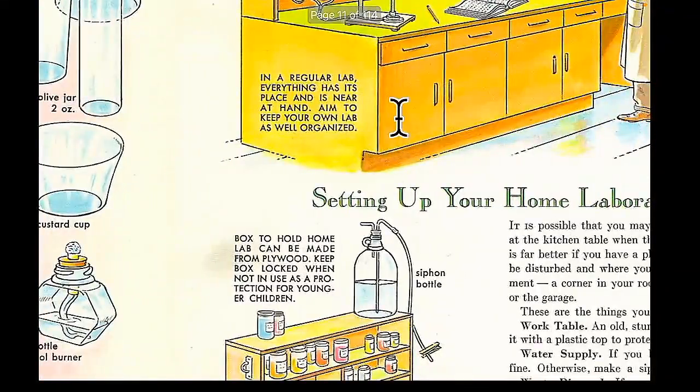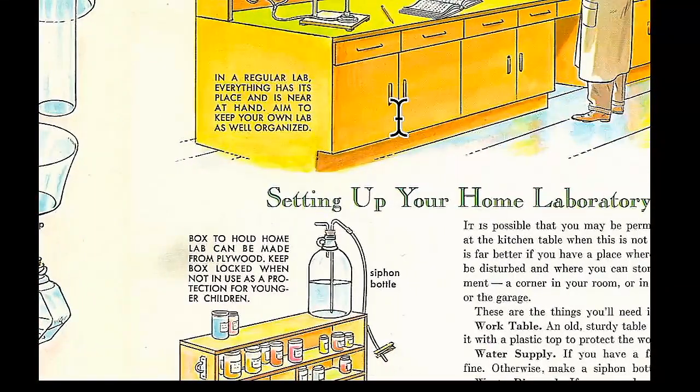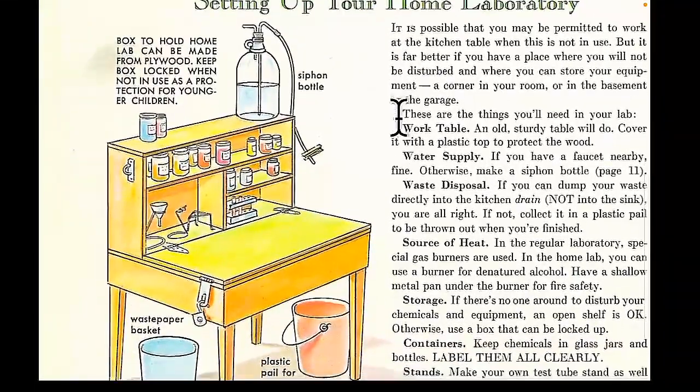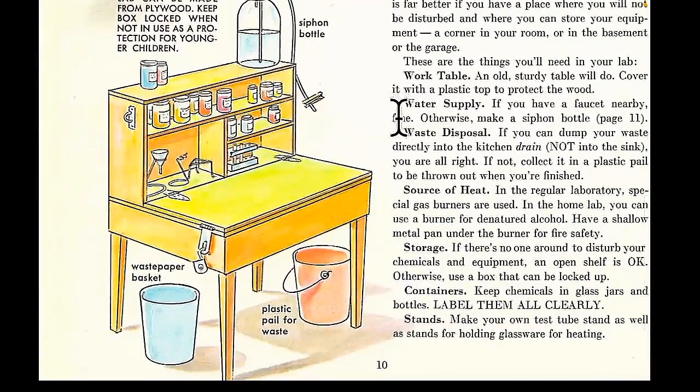In a regular lab, everything has its place and is near at hand. Aim to keep your own lab as well organized. Setting up your home laboratory. Box to hold home lab can be made from plywood. Keep box locked when not in use as a protection for younger children. Siphon bottle. Waste paper basket, plastic pail for waste.